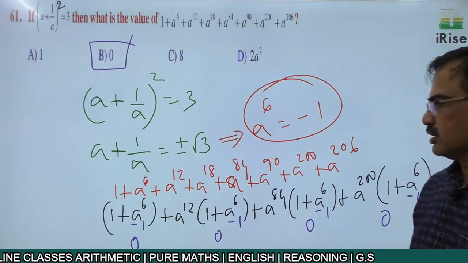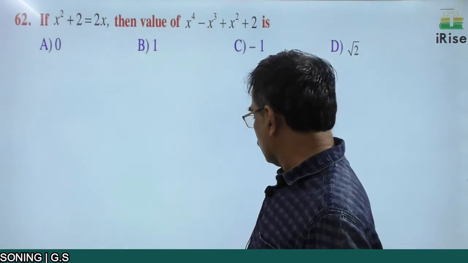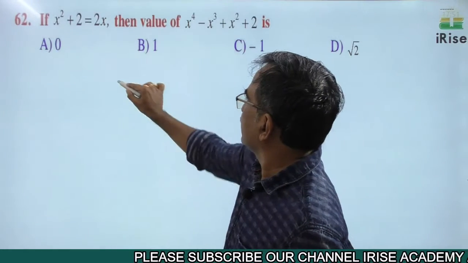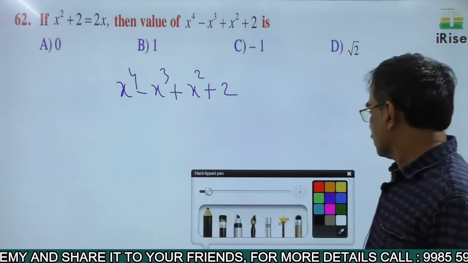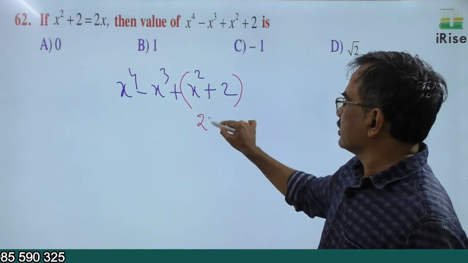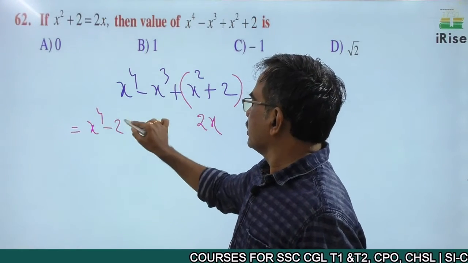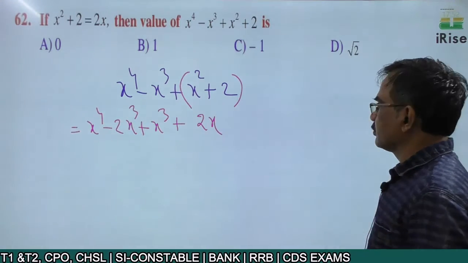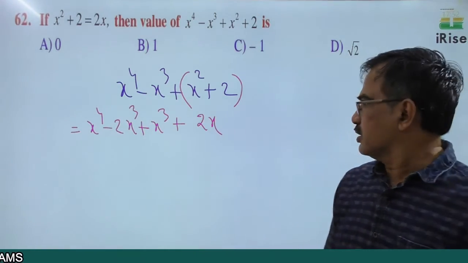Okay. Next question. See the next question, please. x square plus 2 is equal to 2x, given. Then what is x power 4 minus x cube plus x square plus 2? Here x square plus 2 value is already known, this is 2x, and this can be written as x power 4 minus 2x cube plus x cube plus 2x. Okay, this minus x cube can be written as minus 2x cube plus x cube.